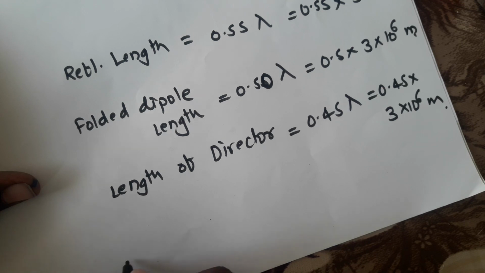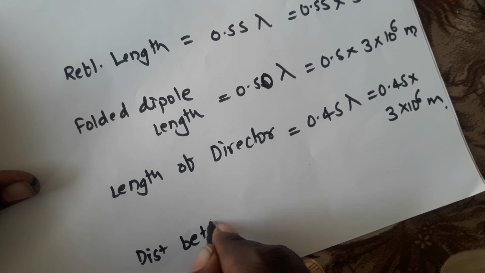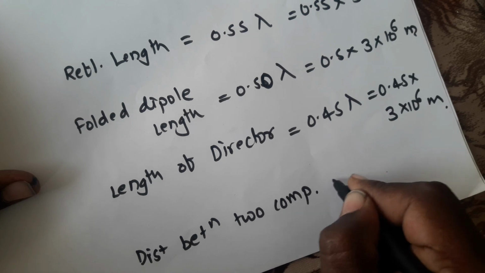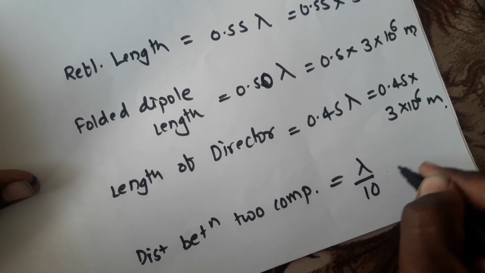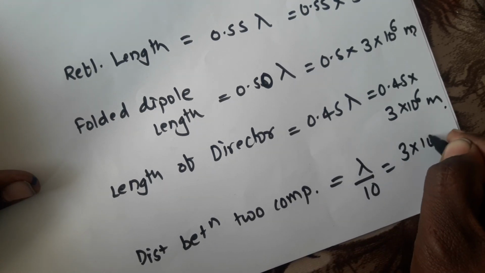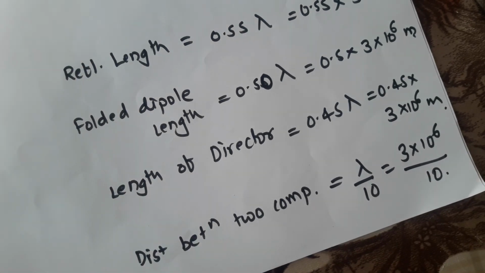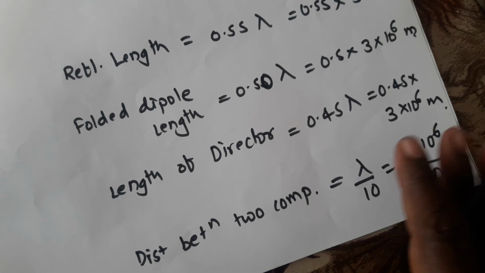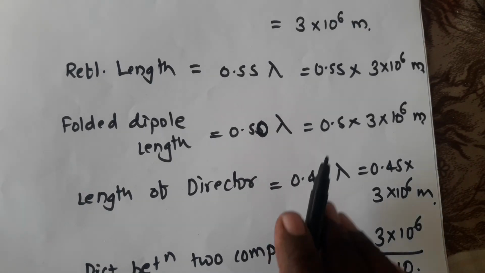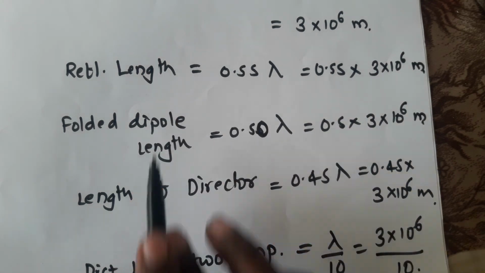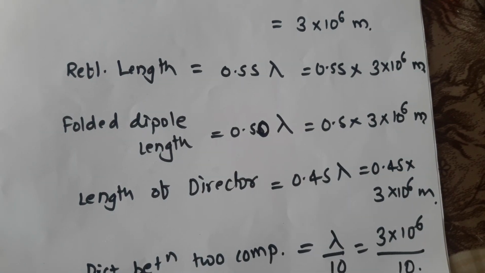And to calculate the distance between two components, the distance between two components is equal to lambda by 10. So 3 into 10 raised to 6 divided by 10. This is the distance between two components. So this is all about the design of the Yagi-Uda antenna. You just have to do the calculations and find out the exact value of each and every length. So thank you very much.